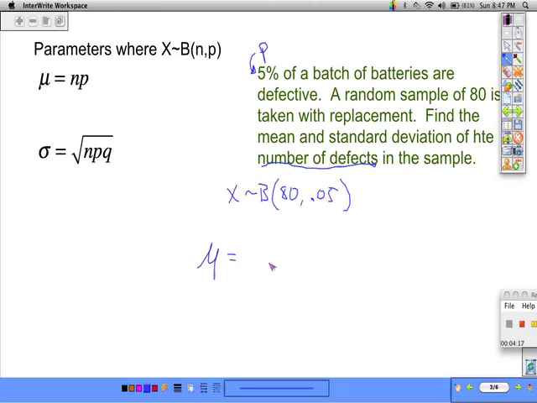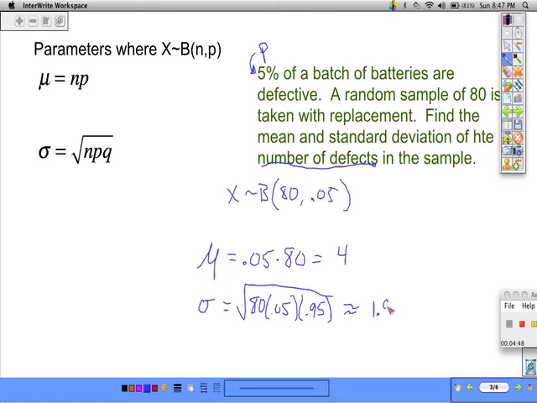So the mean is 0.05 times 80, which is 4. This is also the expected value. Another way to think of this. Standard deviation is the square root of 80 times 0.05 times 0.95, the probability of not getting a defect. And that's approximately 1.95.